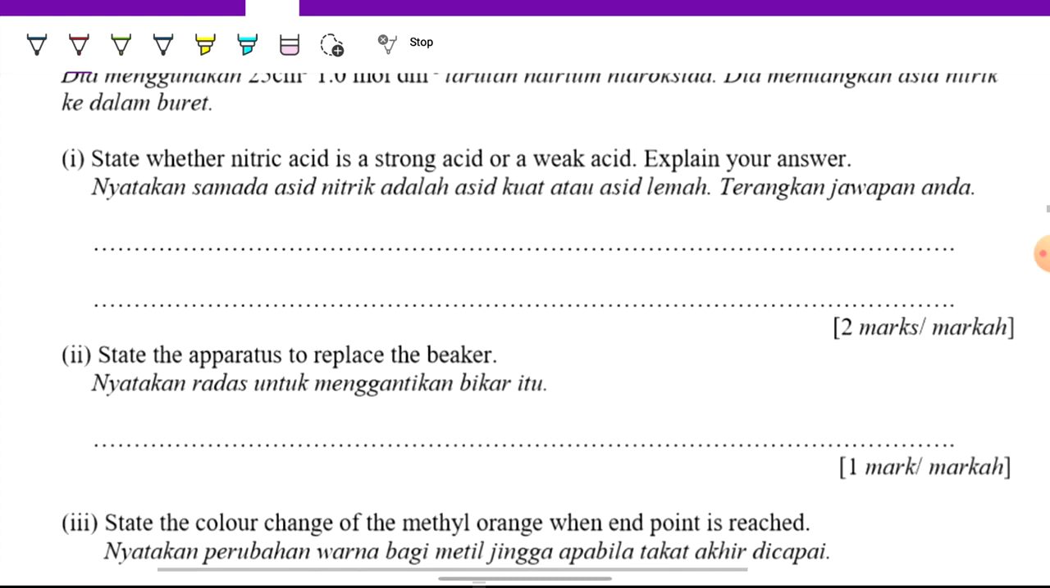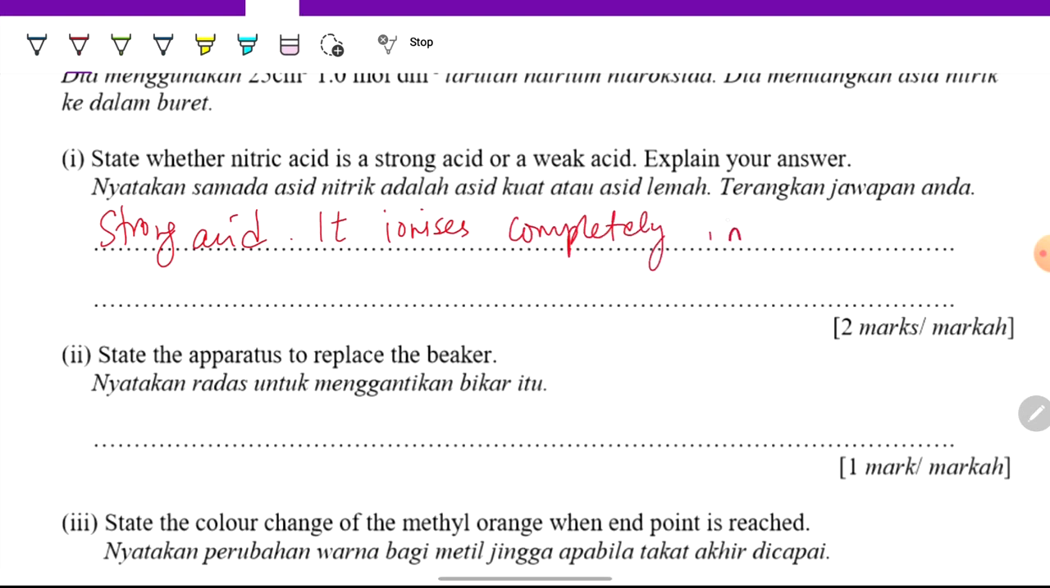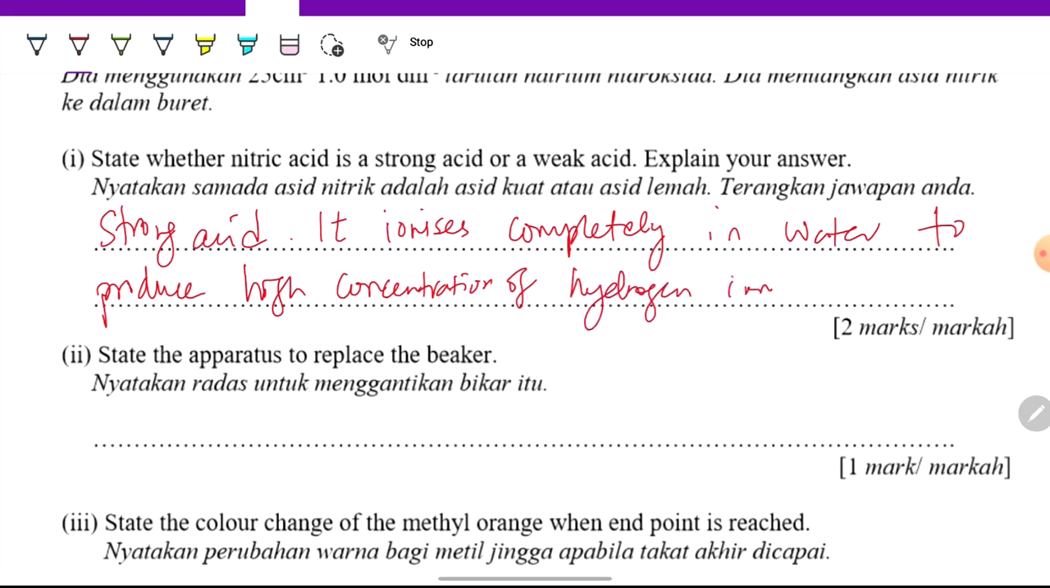Question 1. State whether nitric acid is a strong acid or weak acid. Explain your answer. Nitric acid is a strong acid. Why is it a strong acid? It ionizes completely in water, and produces a high concentration of hydrogen ions. For a weak acid, it ionizes partially, giving a low concentration of hydrogen ions.